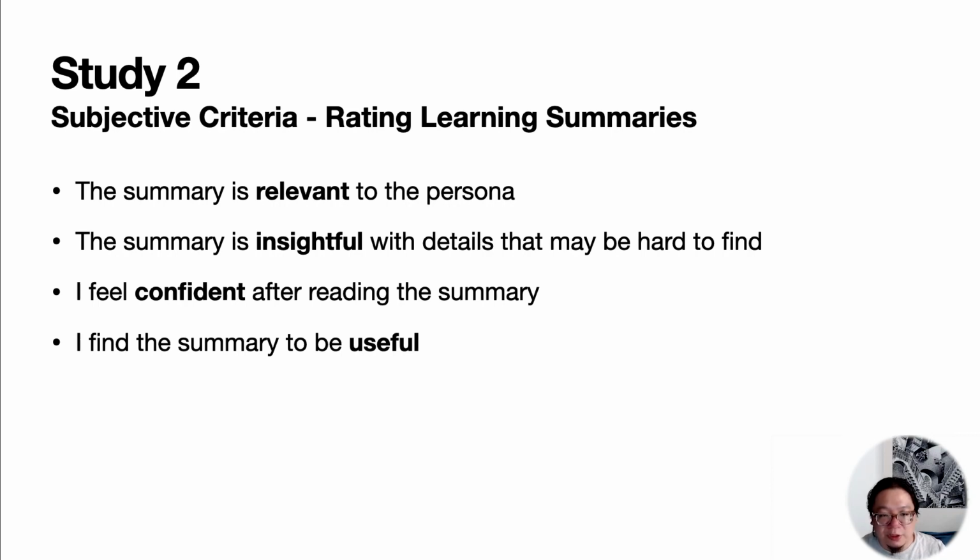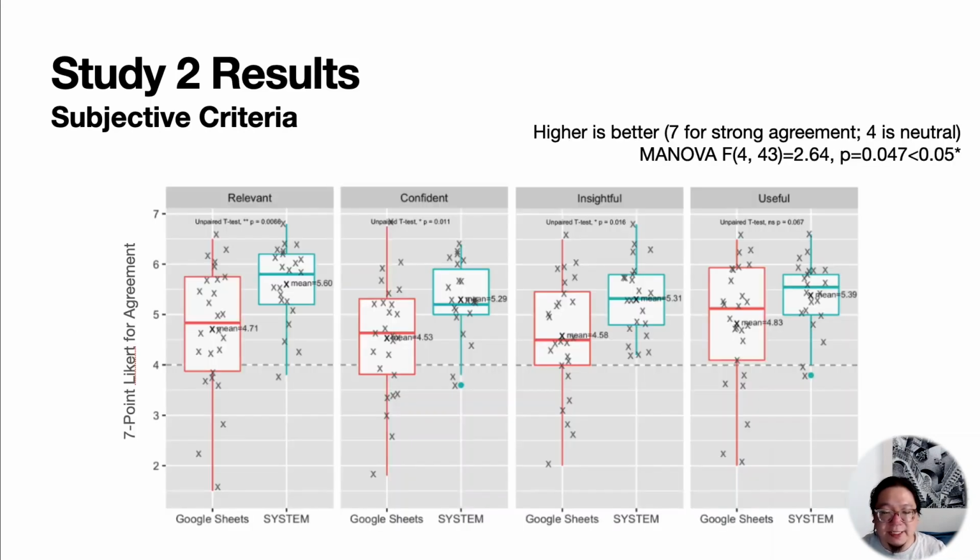We also showed the crowd workers the same persona that we used in the main task when they were rating the summaries, but they were blind to which conditions generated each summary. So here are the results for study 2.